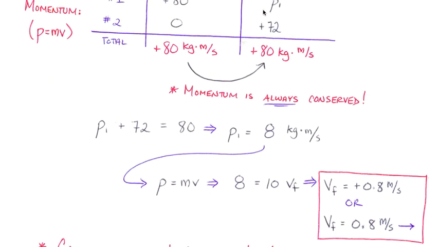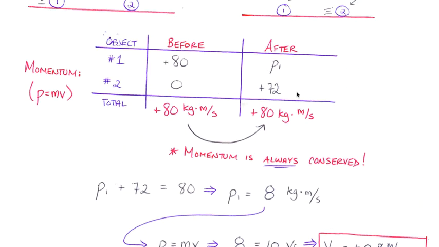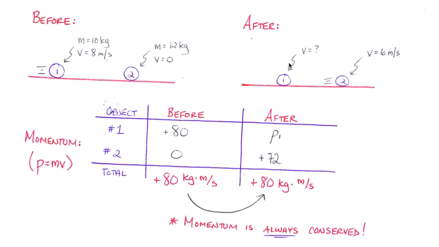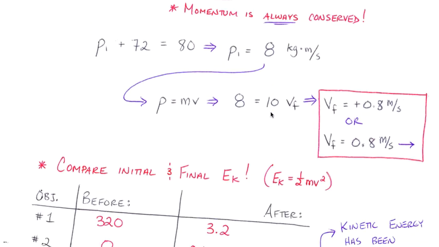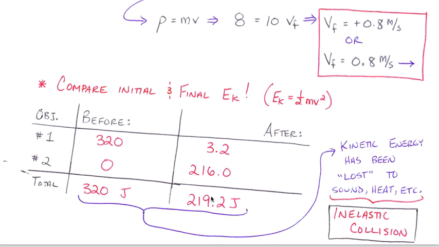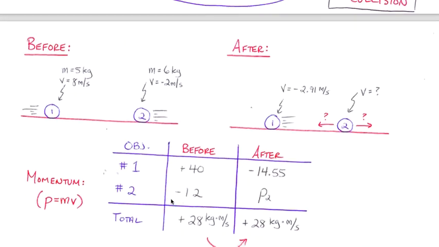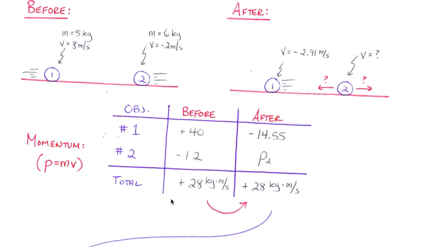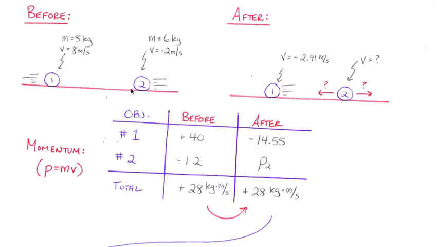So it's not too difficult, but you can use momentum essentially to figure out how fast or in what direction it's moving afterwards. The only added step would be to compare your initial and final kinetic energies to see if you've lost any energy or in fact it has been conserved. Just to show you how this can also be applied to situations such as this, where you don't have one of them being stationary. You have two objects traveling towards one another.